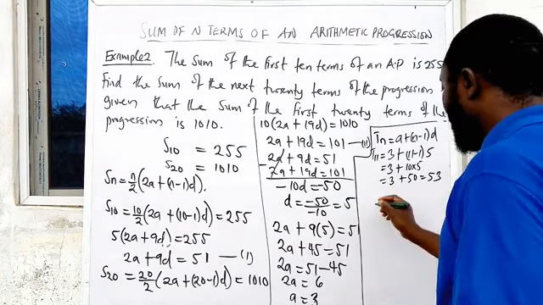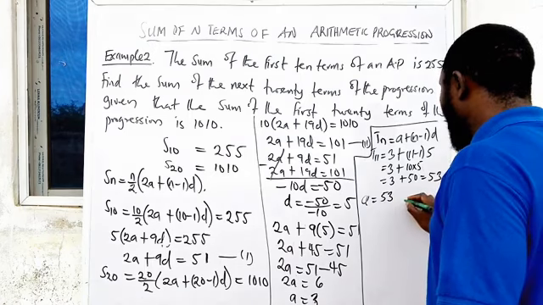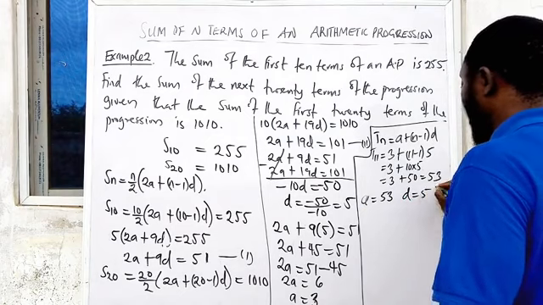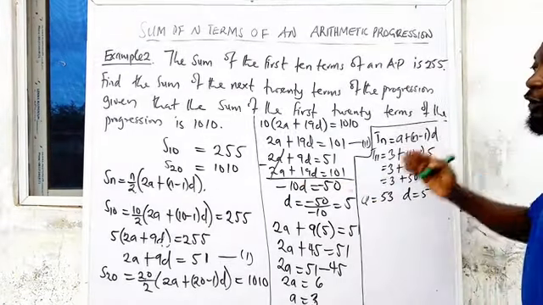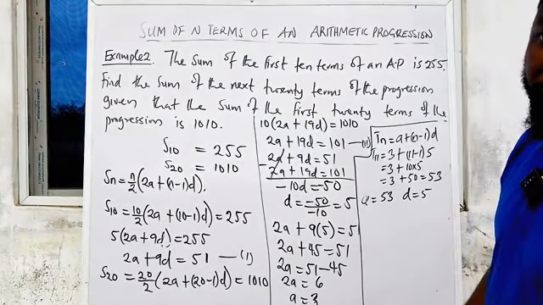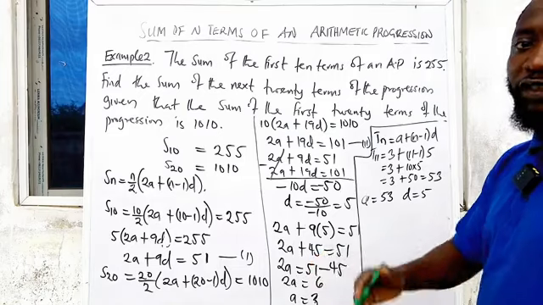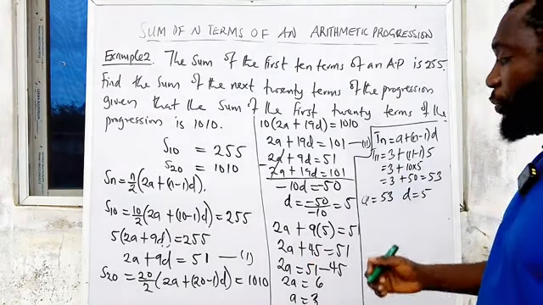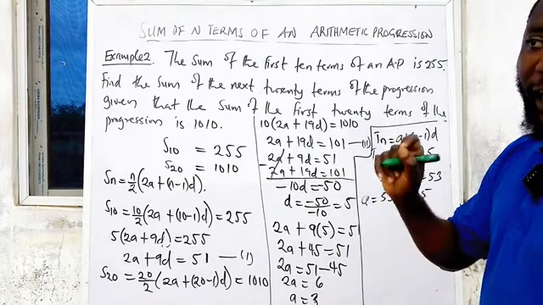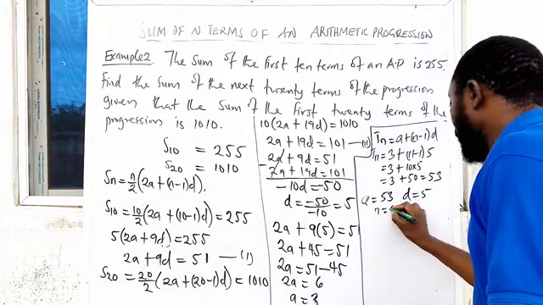So now if this is our first term, we have A as 53, and we have our common difference D as 5, because the common difference is the same for all. From the first term to any term you are moving to, your common difference is the same. Now, since we are looking for the sum of the next 20 terms, it means our N will now be 20. It won't be 30. N will be 20.